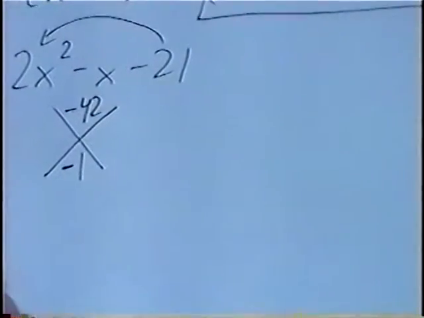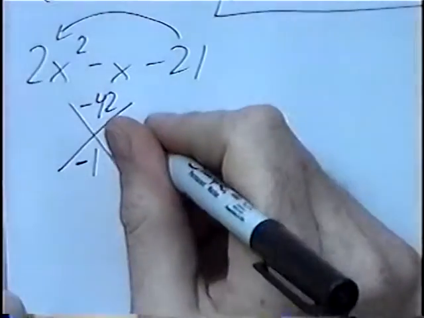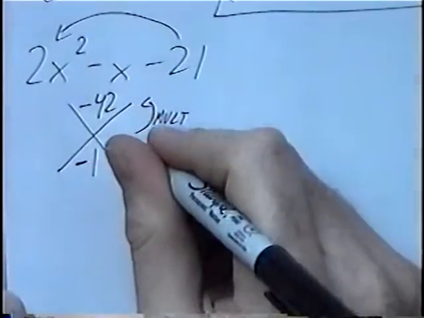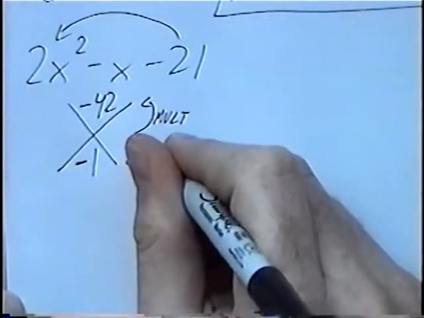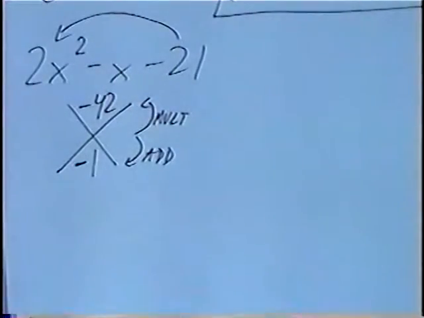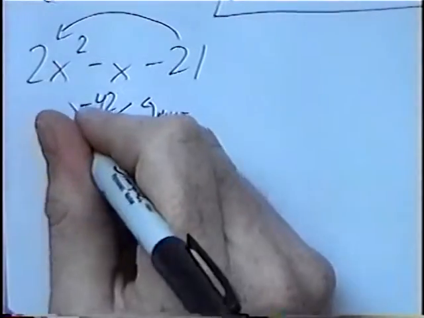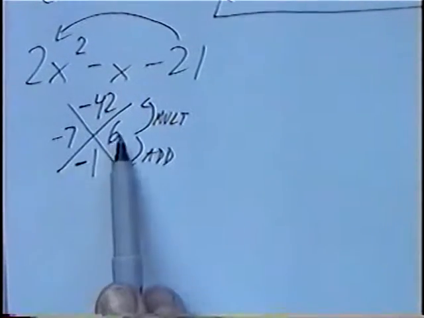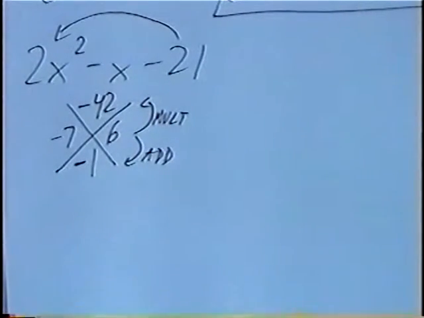From here, we can factor like normal. Again, we want to find two numbers that multiply to get the top number, negative 42, and those same two numbers have to add to get negative 1. Those numbers would be negative 7 and positive 6. Negative 7 times 6 is negative 42, and negative 7 plus 6 is negative 1.